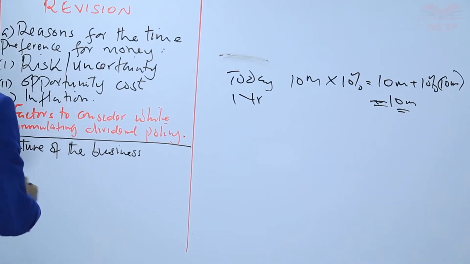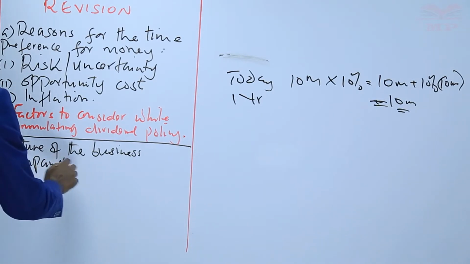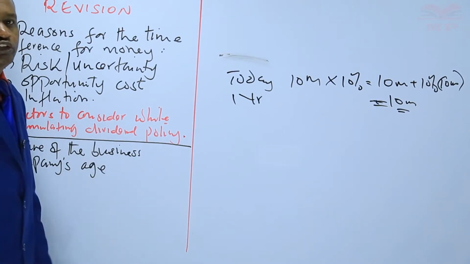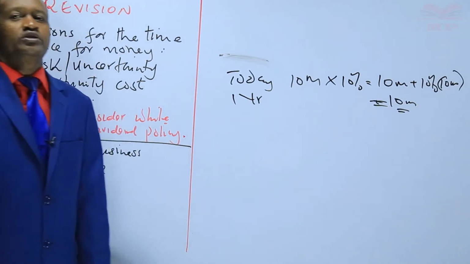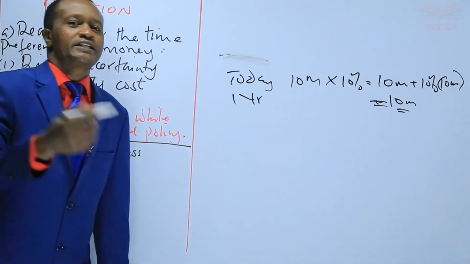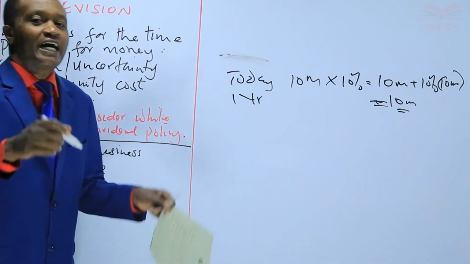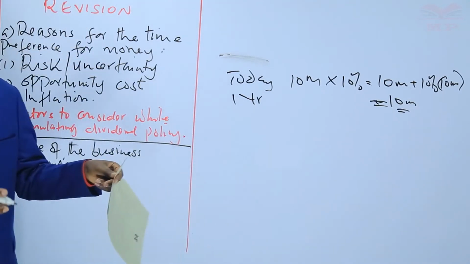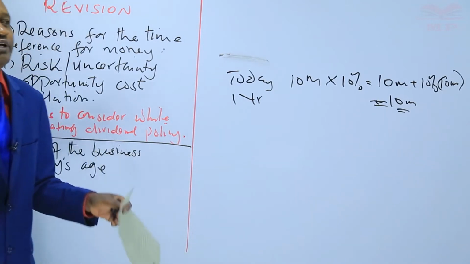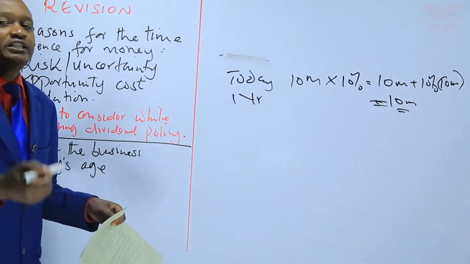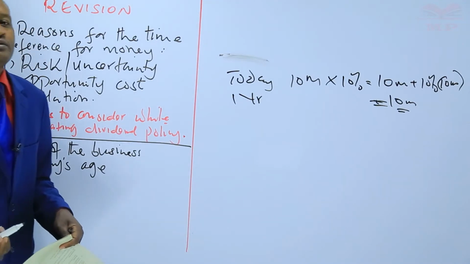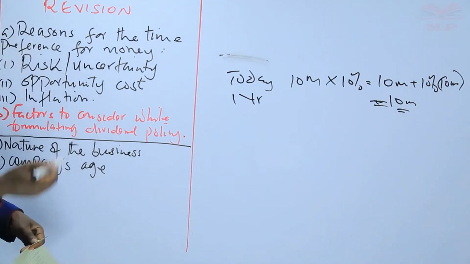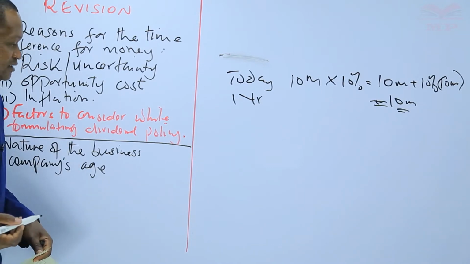The second factor to consider is number 2, the company's age. A newly started firm may require much of its earnings for financing expansion programs or growth requirements, and it may follow a rigid dividend policy. Okay? A new company may not have a large capital base.